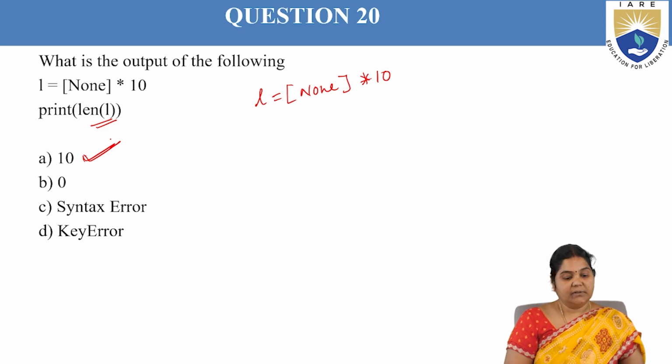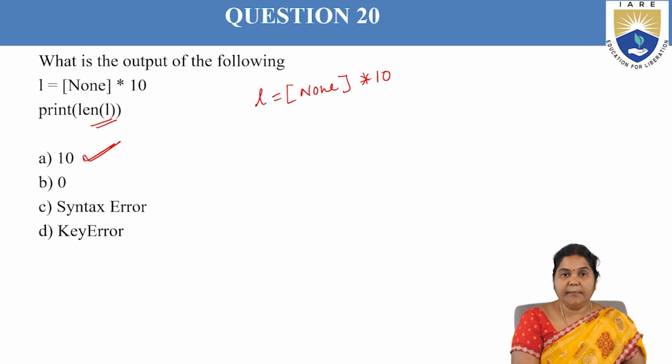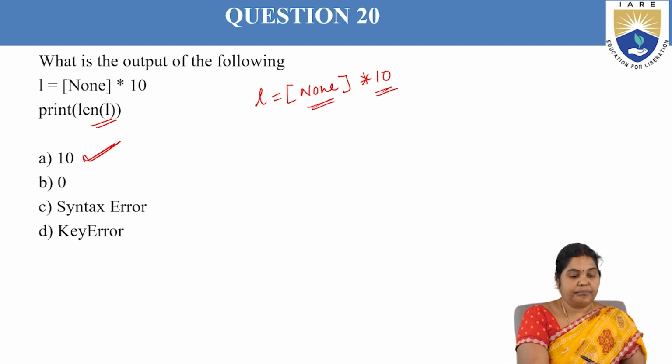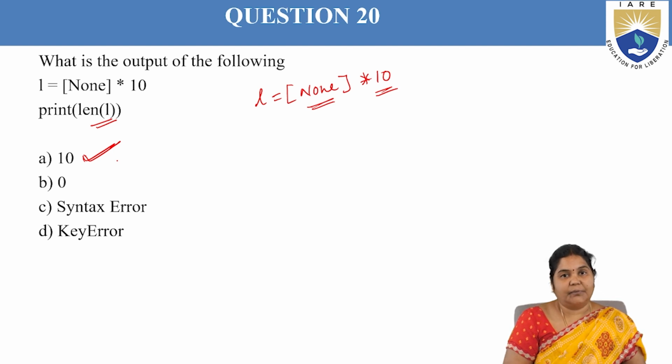So do not get confused. There is no syntactical error or key error. None is a valid data type. It is neither 0 nor empty. So here None will be repeated 10 times. Therefore, the list is expanded with None as the value 10 times, and the length of the list will be 10 only.